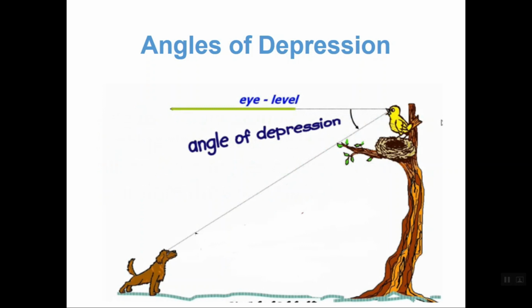So in this diagram, again, like the one that we looked at previously, now if we're looking at the bird and the bird wants to see that dog, it means that if that bird looked at eye level, that bird would not be able to see the dog. So in order to see the dog, the bird needs to look down. By looking down, an angle of depression is formed between the eye level and the bird's line of sight.